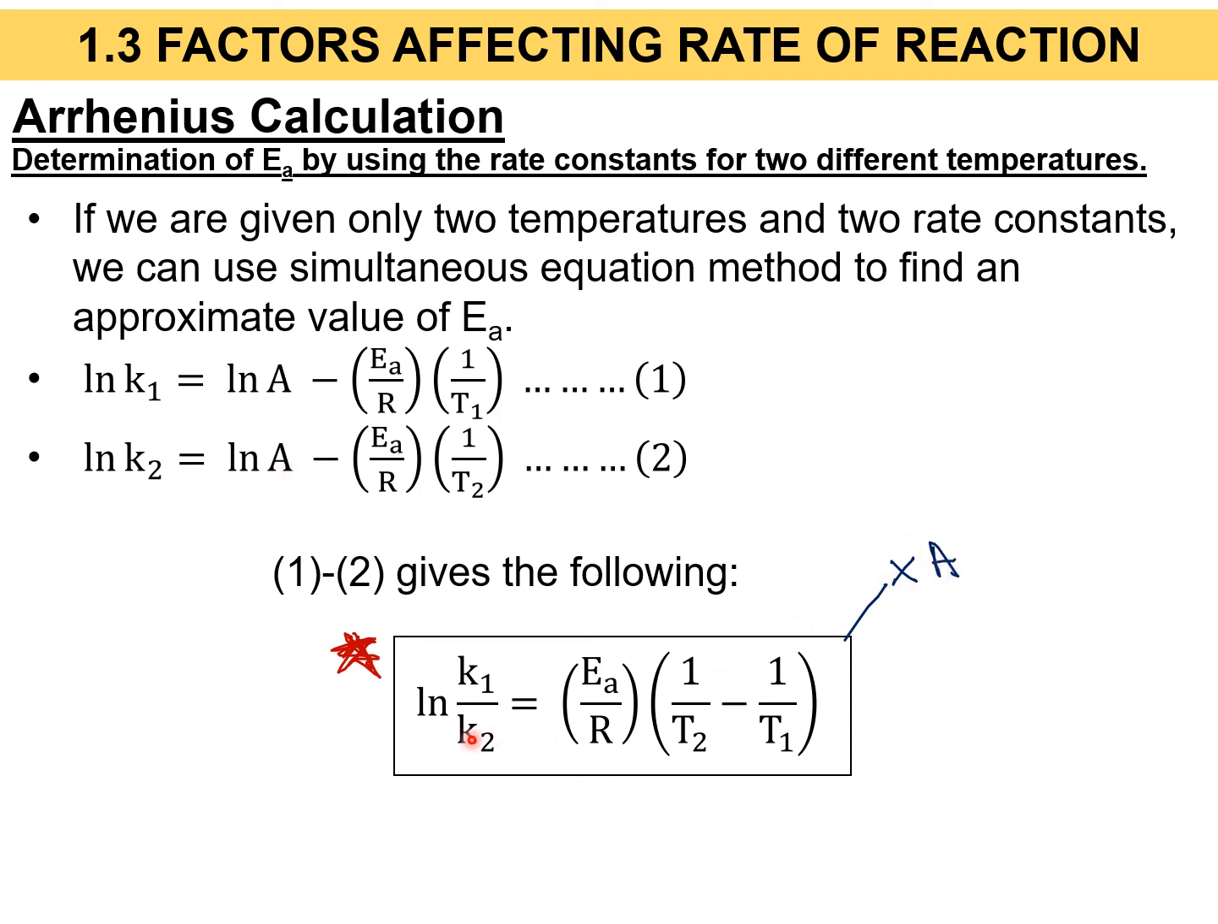Yang tinggal hanyalah ln K1 over K2. Bila K1 over K2 jadilah dia ratio of rate constant yang pertama dengan rate constant yang kedua. Equals to EA, activation energy, divide by R. Okay, and kalikan dengan 1 over temperature 2 minuskan dengan 1 over temperature 1.